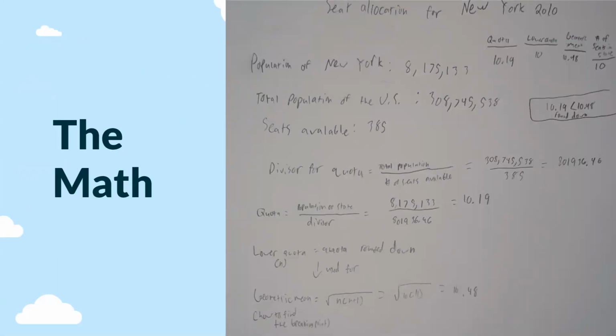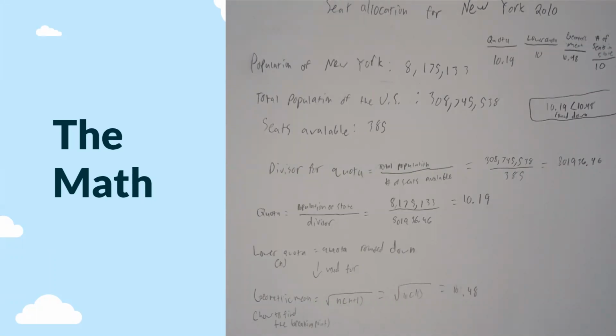And the way the math works for this process is you take the population of the U.S. and you divide it by the amount of seats that are available to get the divisor. And then the quota is made by taking the population of a specific state. In this case, we used the population of New York. So you take the population of New York divided by the number you got previously, the divisor, and you get the quota.